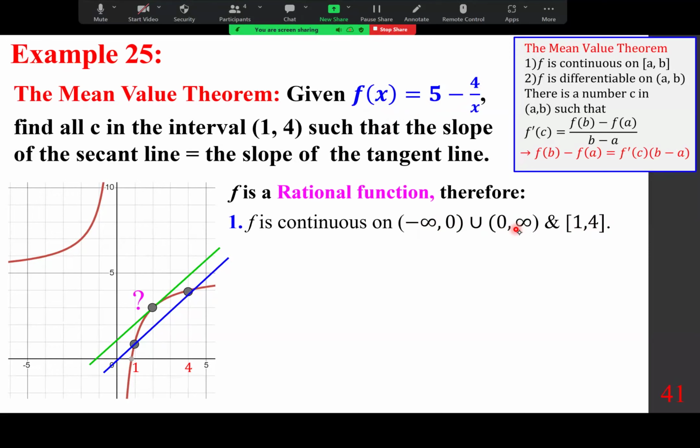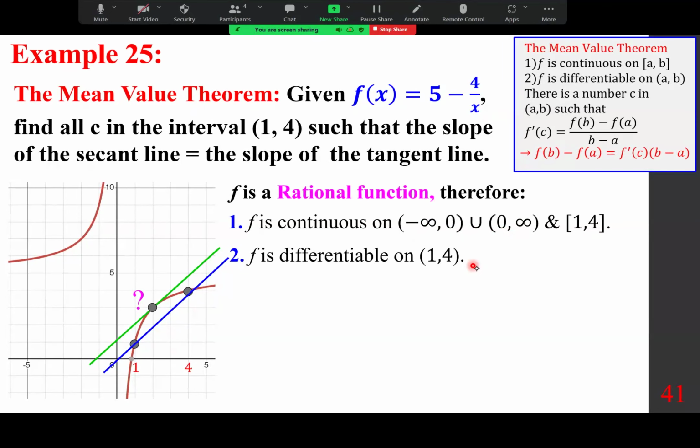So one more time, how did we find the domain for this function? We set x equal to 0 and we exclude that: minus infinity to 0, union 0 to infinity. So it is continuous in the closed interval, and it is differentiable in the open interval of 1 to 4. There is no restriction. We know how to differentiate that.